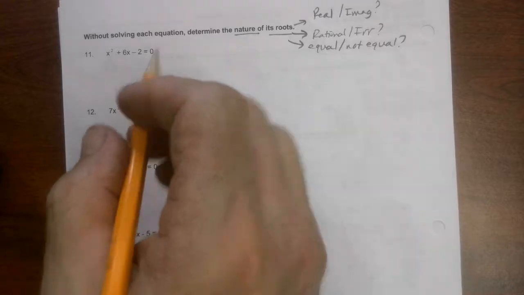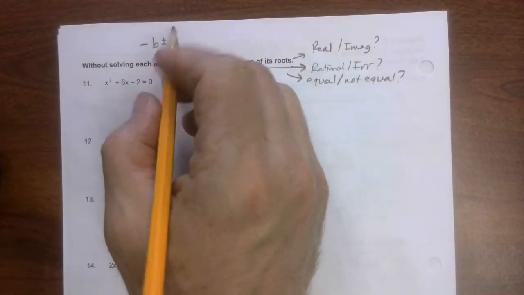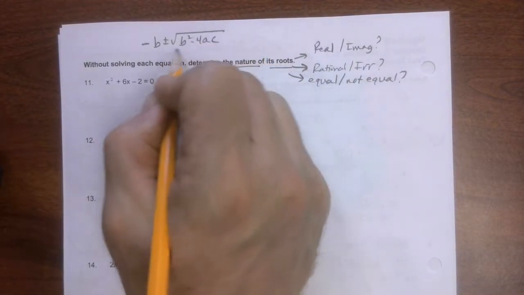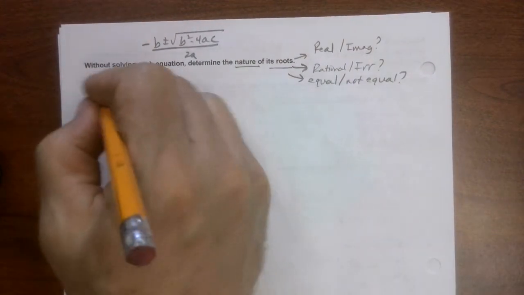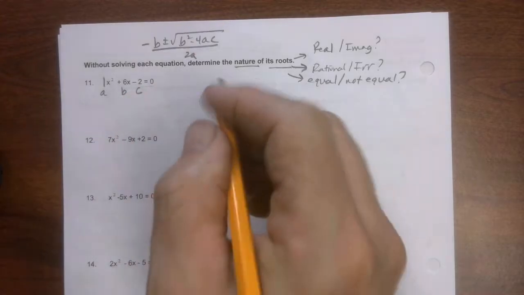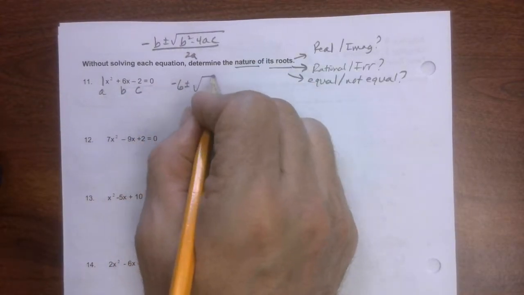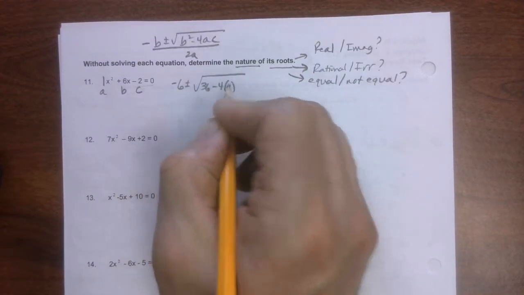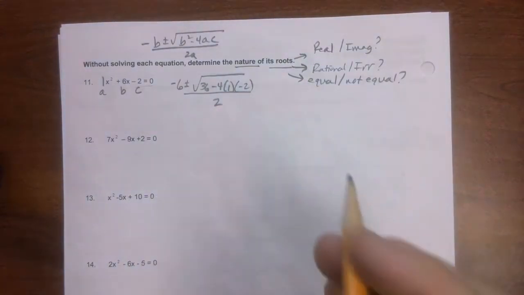Well, this is going to lean heavy on your understanding of the quadratic formula. So because this is already set equal to 0, a is 1, b is 6, c is negative 2, we're going to stuff it in here. So negative b plus or minus the square root of b squared, which is 36, minus 4 times a times c all over 2a, which is 2.